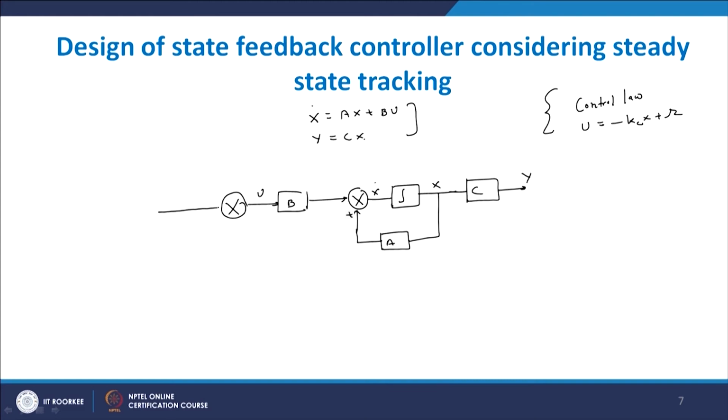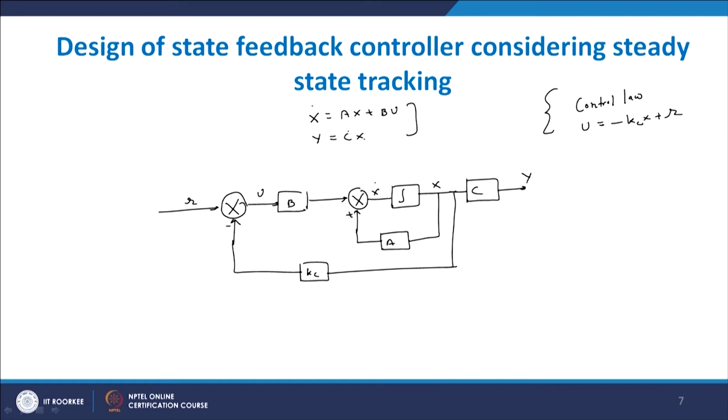Now, here is a reference input R, and here is a controller Kcx plus R. So, this is the control law, this is the state space equations, and now we have got this diagram.